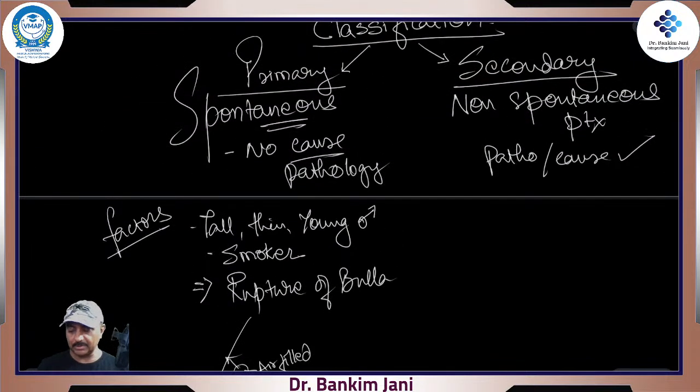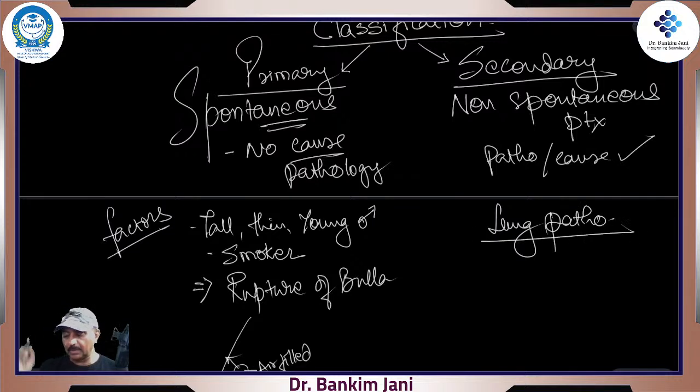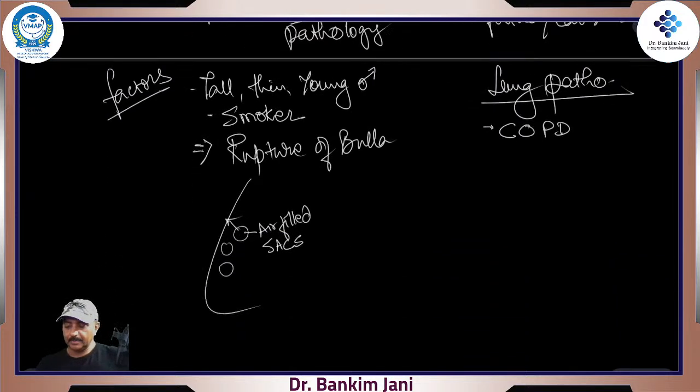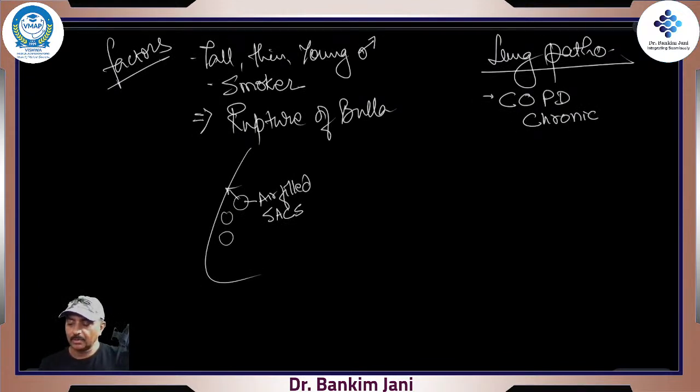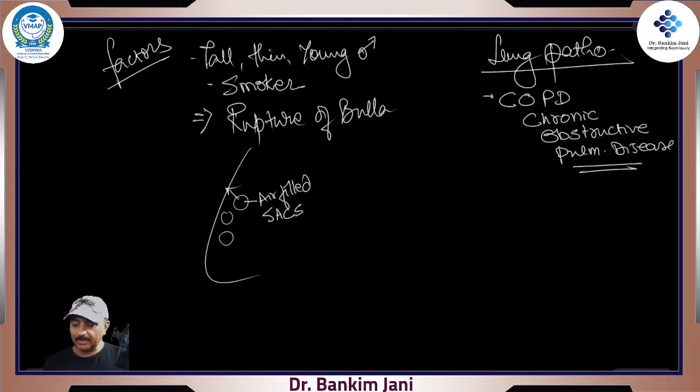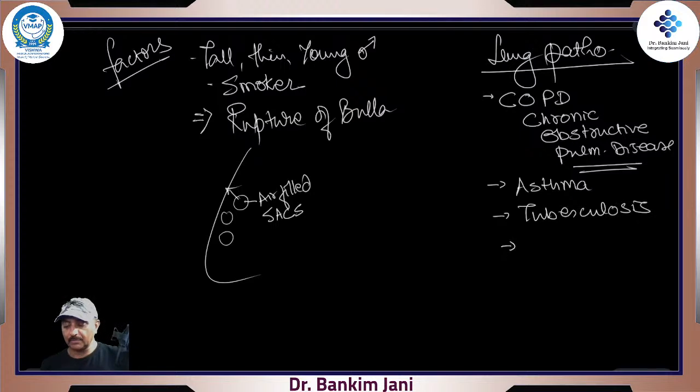When it comes to pathology, some of the very important lung pathologies are these. One is COPD, do remember, chronic obstructive pulmonary disease. Bronchitis, so they will be part of it. Then asthma, and it can lead to tuberculosis, very common tuberculosis. Cystic fibrosis. In fact, this list is pretty long, but if you remember just these, more than enough.